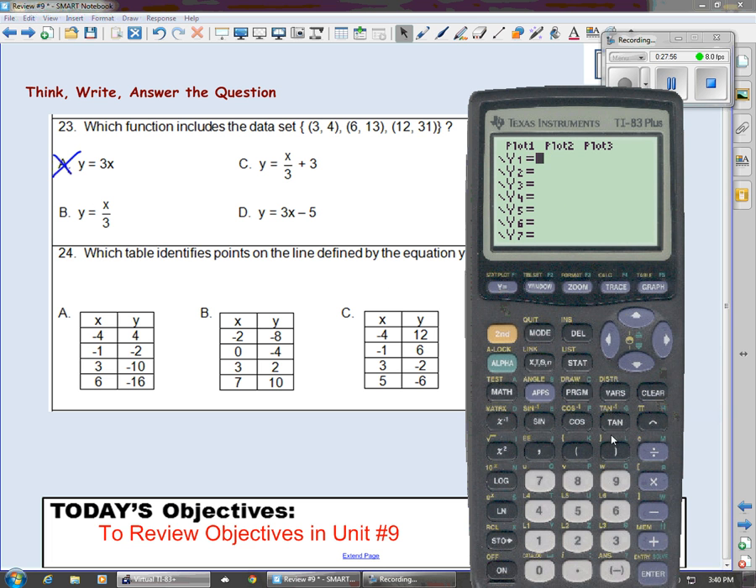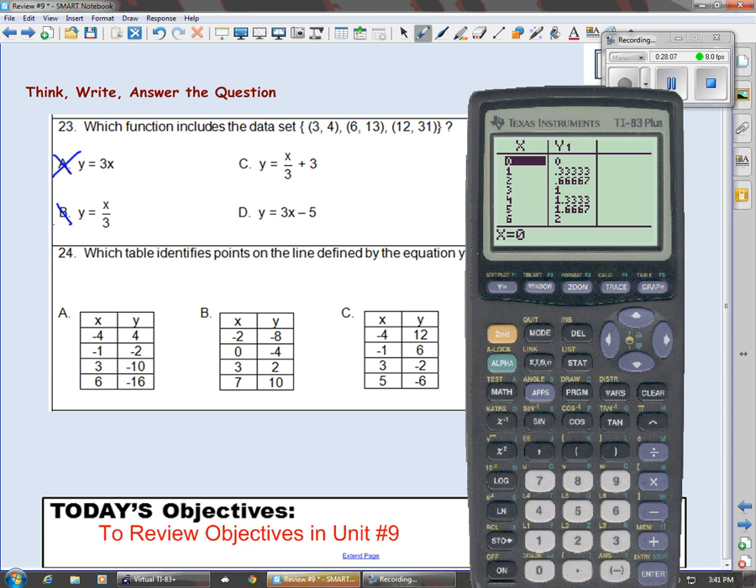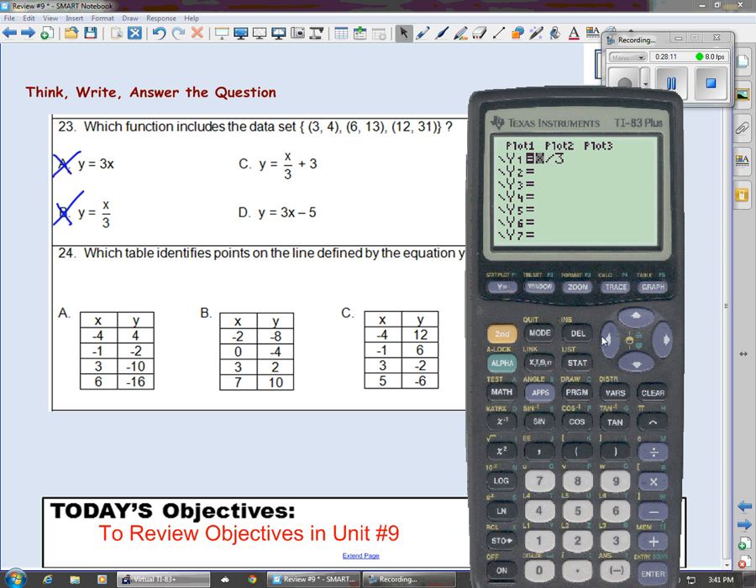Y equals, let's clear that one out, x divided by 3. Second and graph, go to your table. 3 here is paired up with 1. It's not paired up with 4, can't be that. Y equals x over 3 plus 3. Second and graph. 3 is paired up with 4.